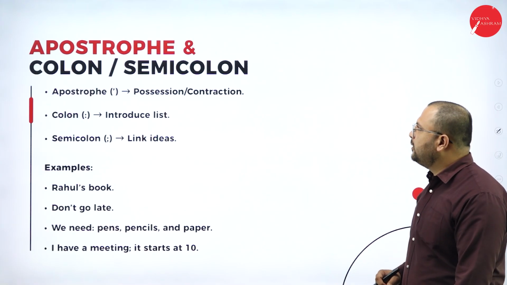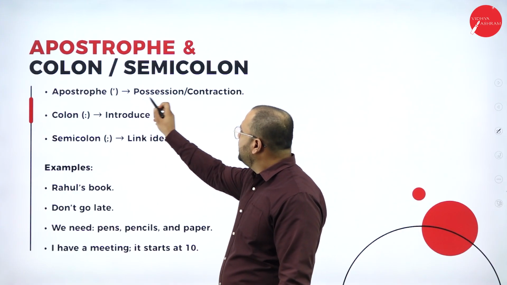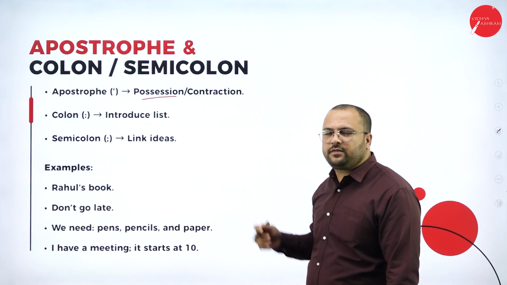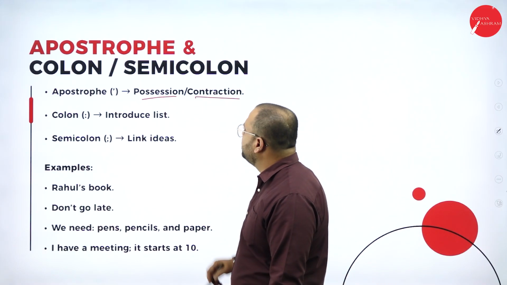Now apostrophe, colon or semicolon. Where do you use it? Apostrophe means possession. It belongs to somebody. When you say Amar's book, you have to use an apostrophe. Apostrophe indicates possession or contraction.